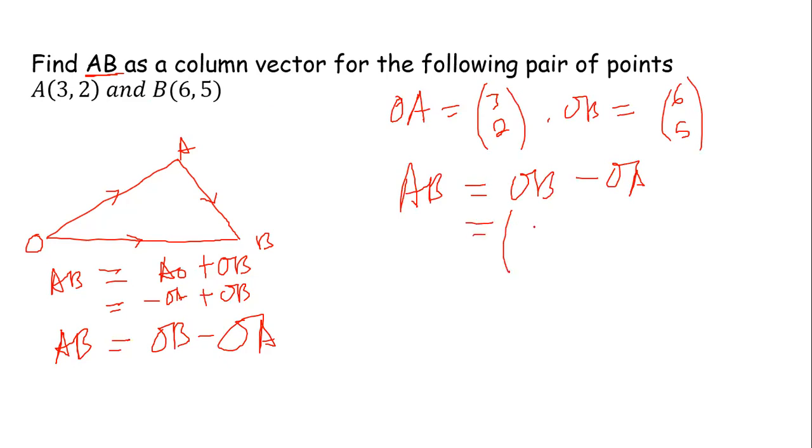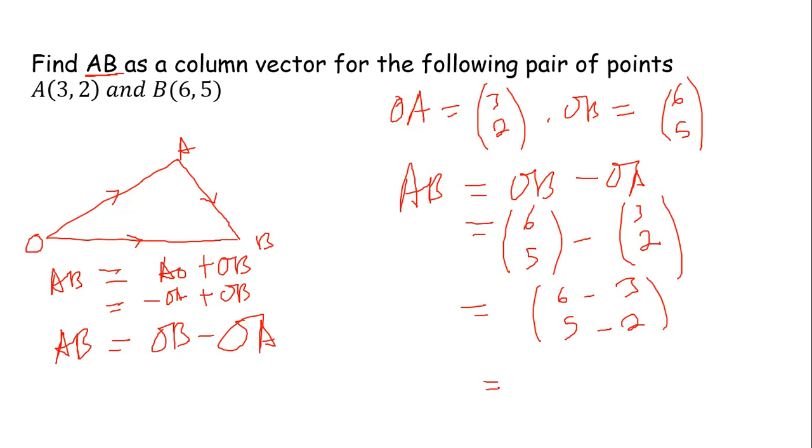So this will be (6, 5), then we subtract (3, 2). So here it is simply we are going to get 6 minus 3, then 5 minus 2. So this is going to give us 6 minus 3 is 3, then 5 minus 2 is also 3. So we shall say AB is equal to (3, 3). So that would be our first example.